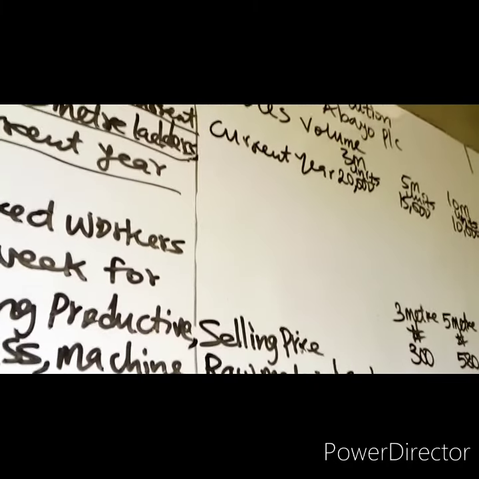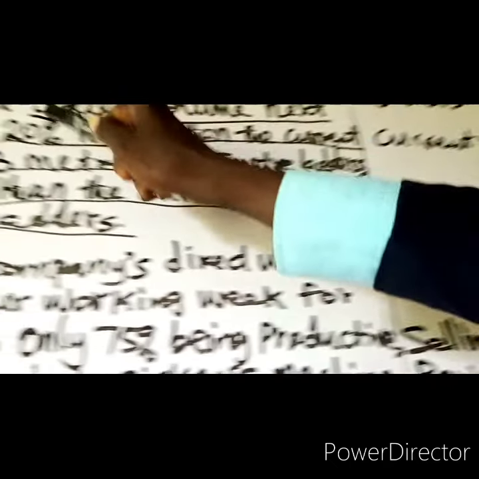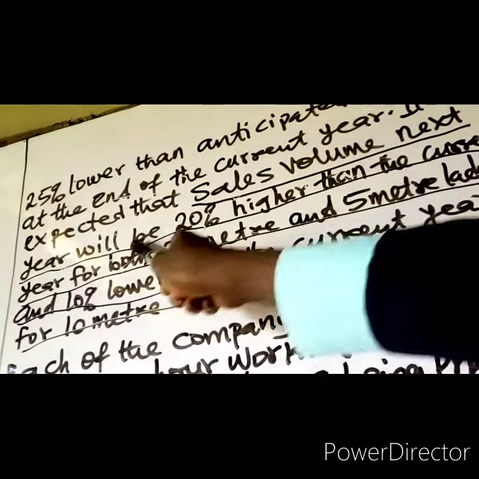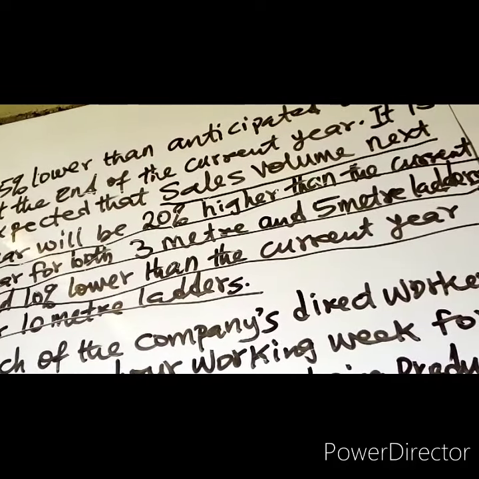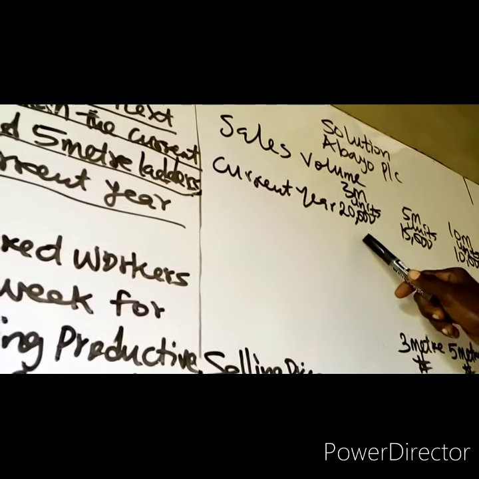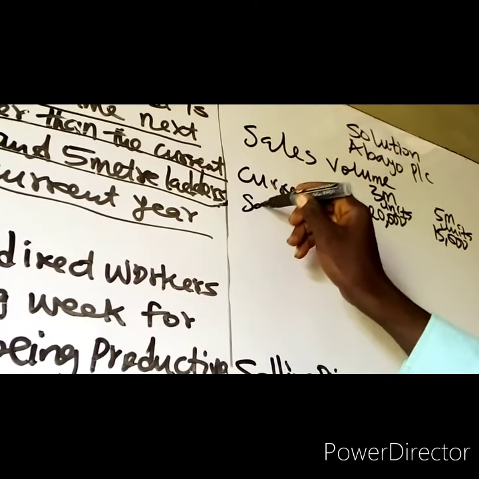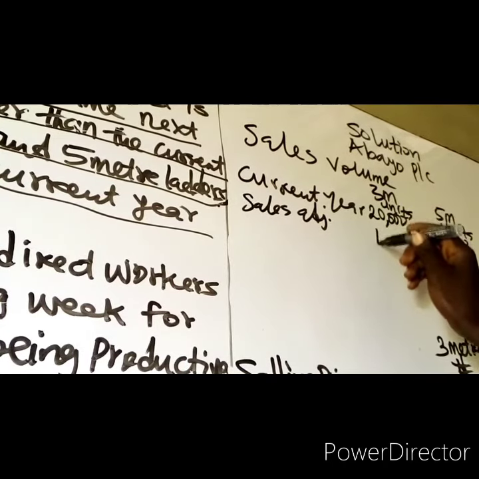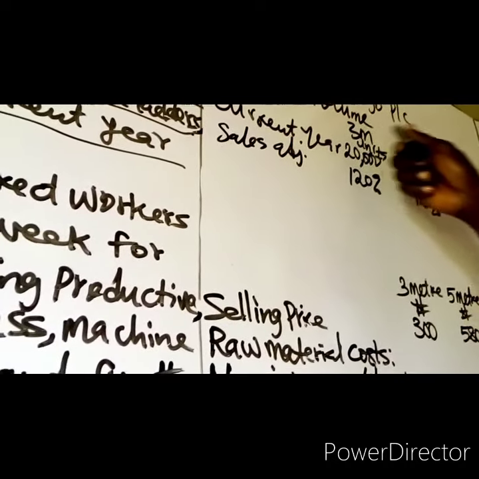I have told you that you are not preparing budget for the current year. You are preparing budget for next year, for the coming year. So you go to where you have the sales adjustment. It is expected that sales volume next year will be 20% higher than the current year for both 3 meter and 5 meter. So that means if current year is 100%, next year sales volume will be 120% for 3 meter and 5 meter.